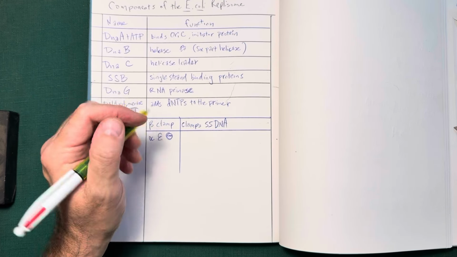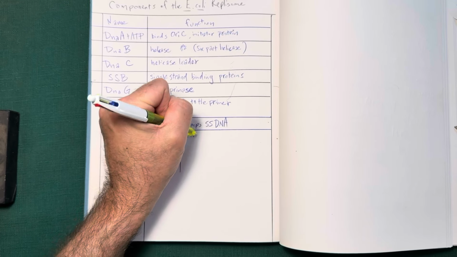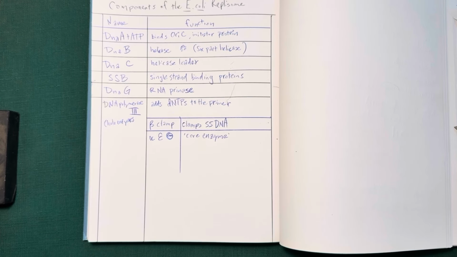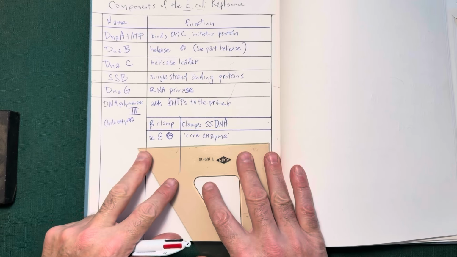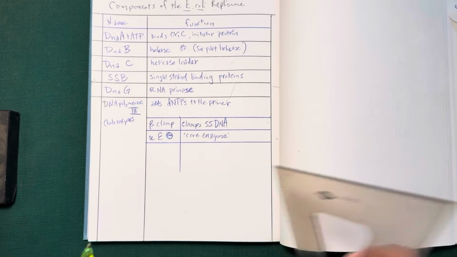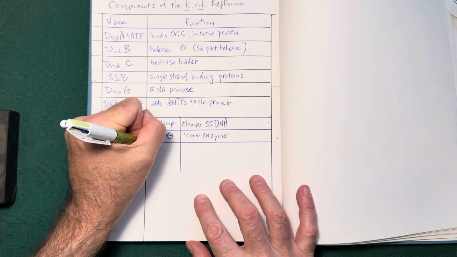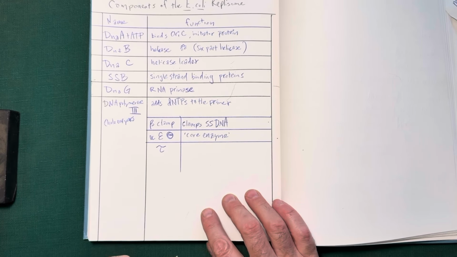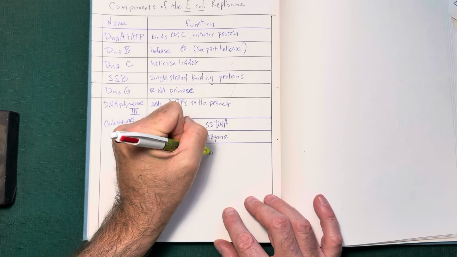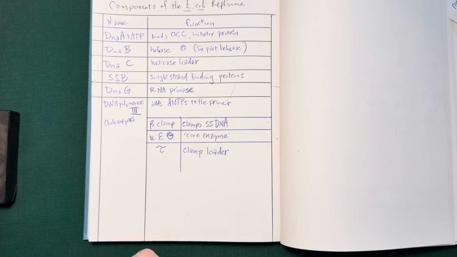alpha, epsilon, and theta, which make up what we call the core enzyme, the one that's really doing all of the work of breaking off those pyrophosphates. And then we've got tau subunits. That's a Greek letter tau, which are called the clamp loader. And the clamp loader is what actually puts the clamp, the beta clamp, onto the single-stranded DNA.